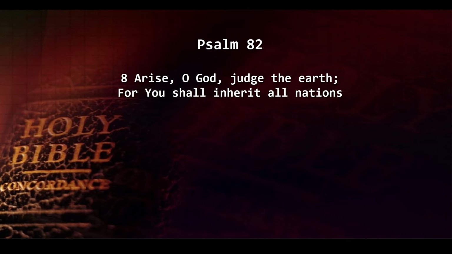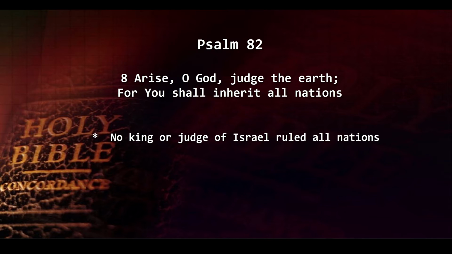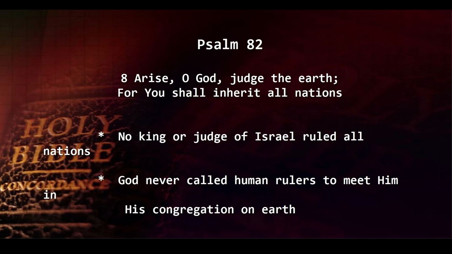Let me prove it to you. Let's read Psalm 82:8. Arise, O God, for you shall inherit nations. Notice the entire earth. At no point in Israel's history did any of the judges of Israel or the kings of Israel rule over all the nations. They only ruled over Israel. Secondly, at no point in history do you find human rulers being called by God to meet him in his congregation on earth. It's never happened, right? At no point in history do you find human rulers, the kings of the nations, being called to meet God in his congregation on earth.